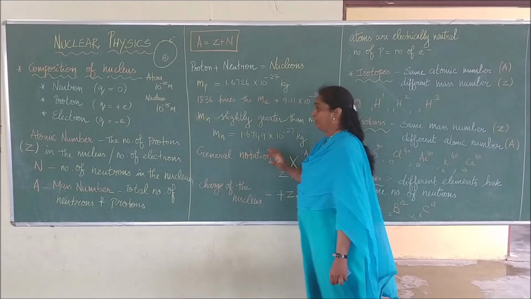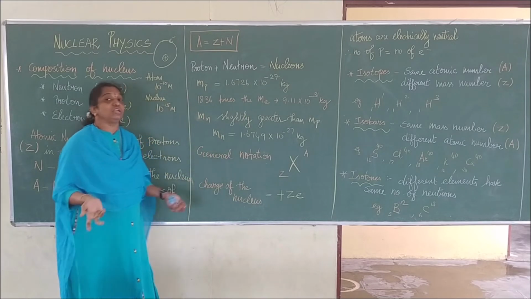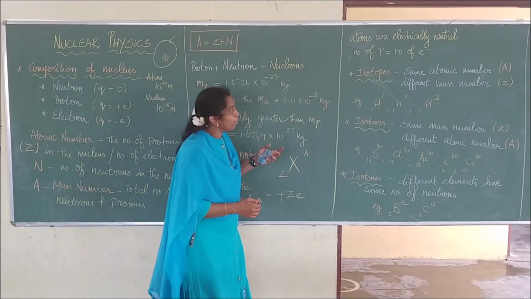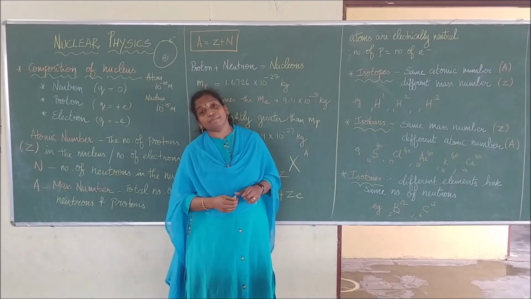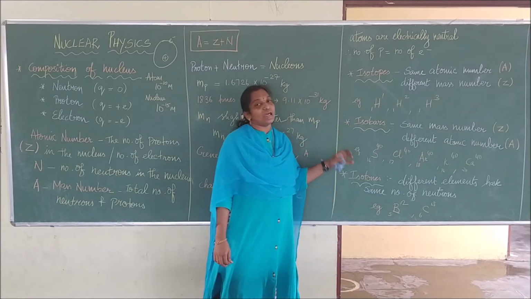Now we will go on to the next topic. We are going to learn that atoms are electrically neutral. Therefore, the number of protons will be equal to the number of electrons. Based on this, we are going to divide the elements into three types: isotopes, isobars, and isotones.